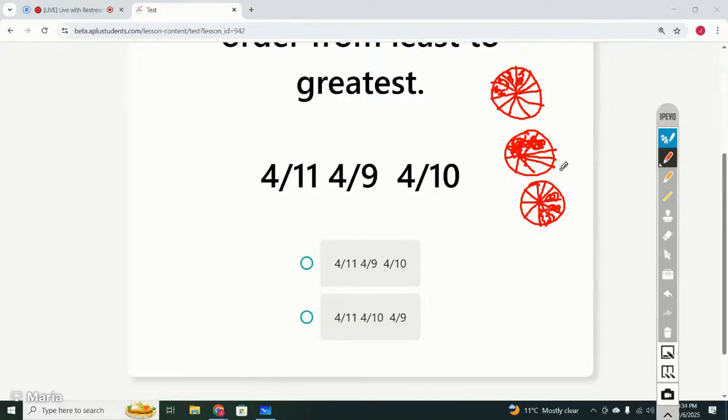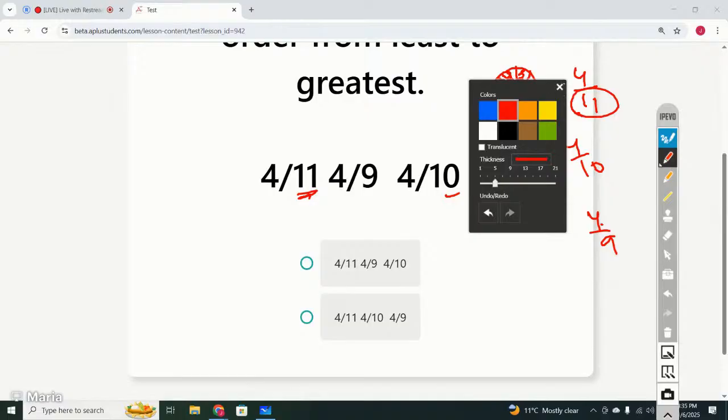So we need to find which is the greatest. The greatest one is 4 out of 11 because 11 has the greatest denominator. That means the most portions, but only a small portion is colored. Then you have 4 over 10, and then you have 4 over 9 because 9 has fewer portions. Look at their denominators. That is the common thing you need to understand. 11 has the most portions, but only 4 are colored. Got it? So 4 over 11 is the greatest one.